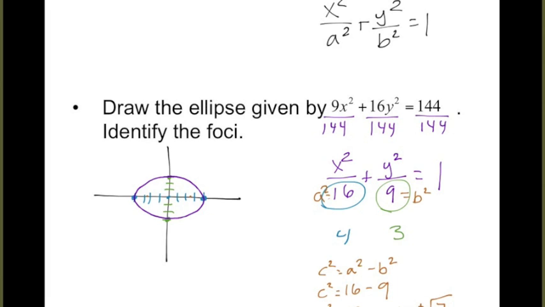Now when it says identify the foci in a problem or give the foci, we want to give them as points. So where are the foci? They are right and left, square root of 7, and up none.